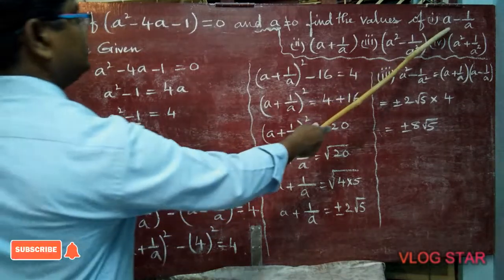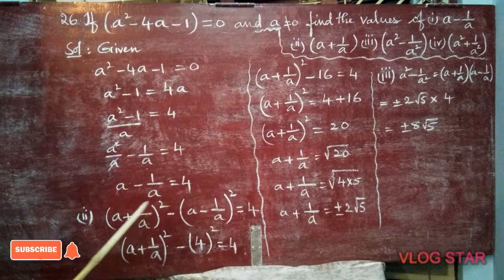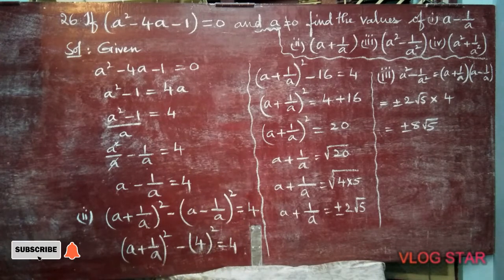First bit we proved. We got the answer. They told us to find the answer, and we got it. Second bit. They are asking to find a plus 1 by a. Now we have the formula: (a plus 1 by a) whole square minus (a minus 1 by a) whole square is equal to 4. We don't have the value of a plus 1 by a, so we did not substitute anything. We wrote it as it is: (a plus 1 by a) whole square minus, and just now we got a minus 1 by a as 4. So substitute.